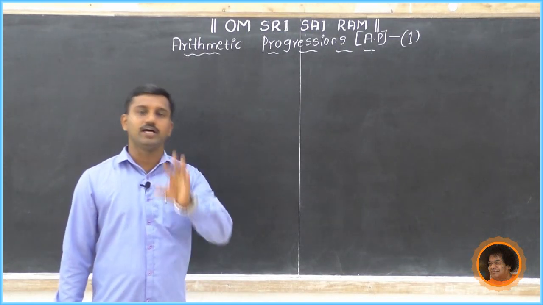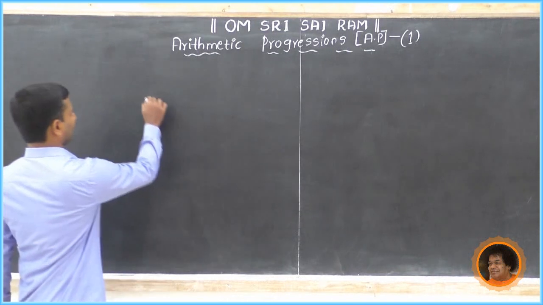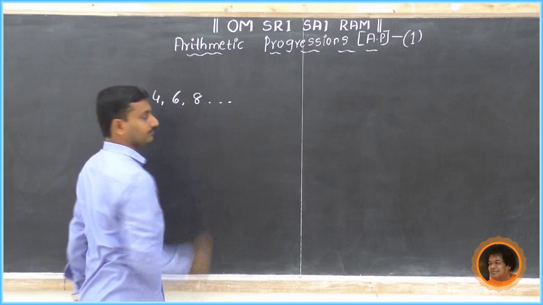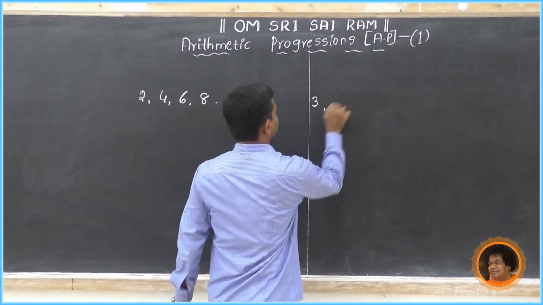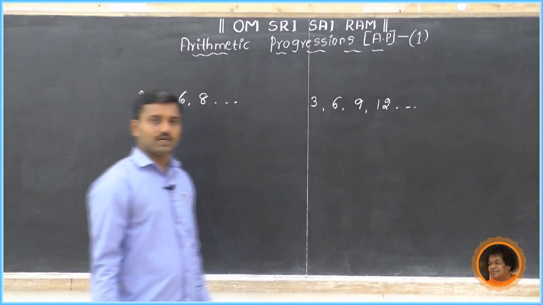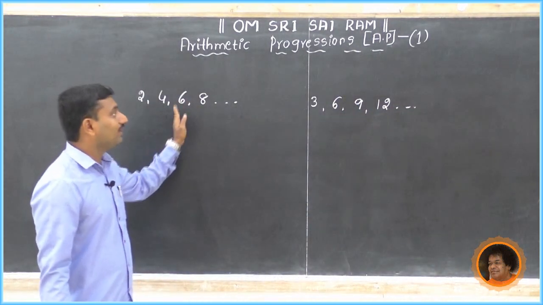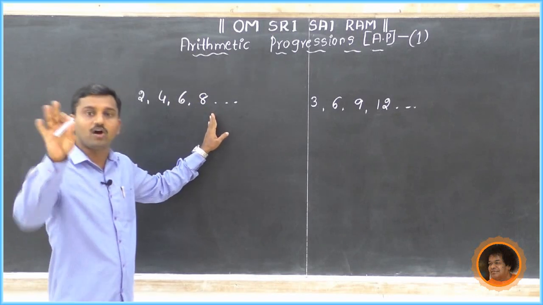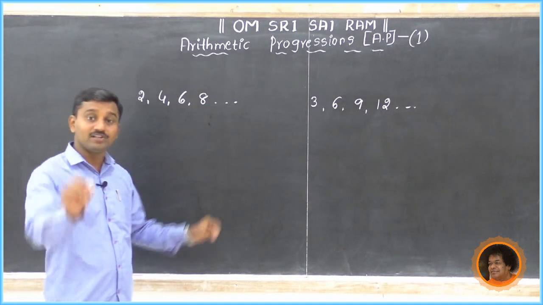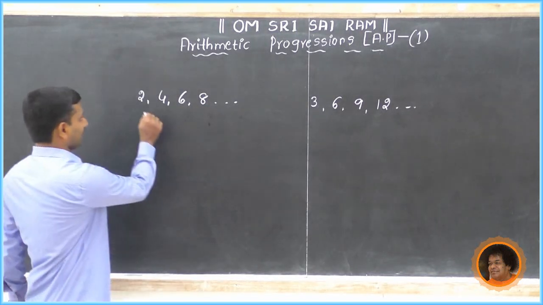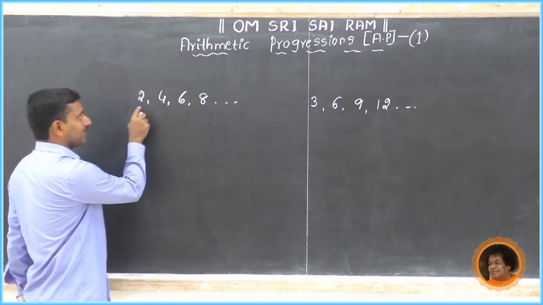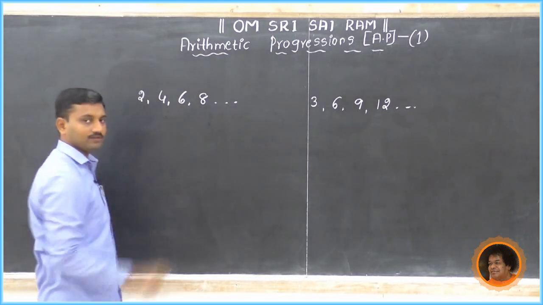AP means arithmetic progression. Now let us consider some more examples. 2, 4, 6, 8, and so on. And one more example, 3, 6, 9, 12, and so on. Our aim is to check whether the given list of numbers is in AP or not, or how to define arithmetic progression, or what is arithmetic progression. So see here, 2 is the first term, 4 is the second term, A1, A2, A3, A4, and so on.